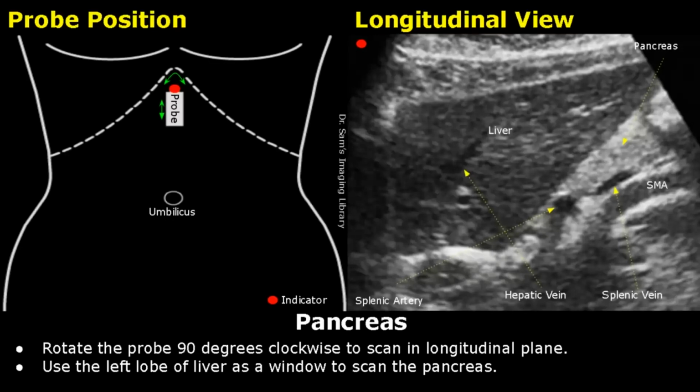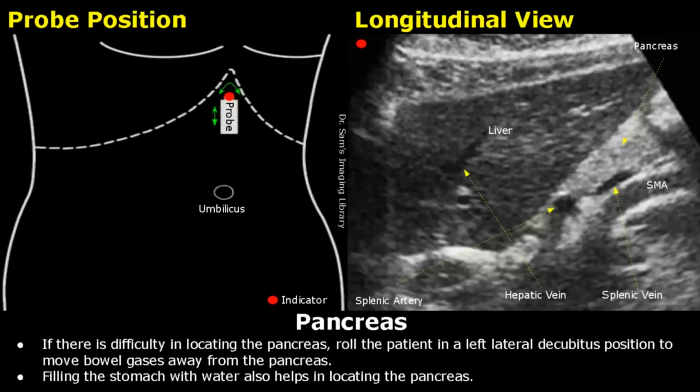If you find difficulty in imaging the pancreas, roll the patient to the left side in a left lateral decubitus position. This moves the bowel gases away from the pancreas. Then you can place the probe in both longitudinal and transverse orientations to scan the pancreas.